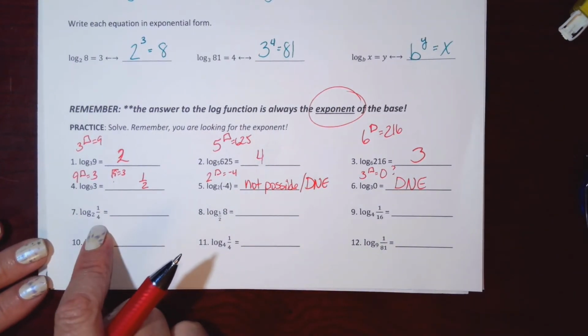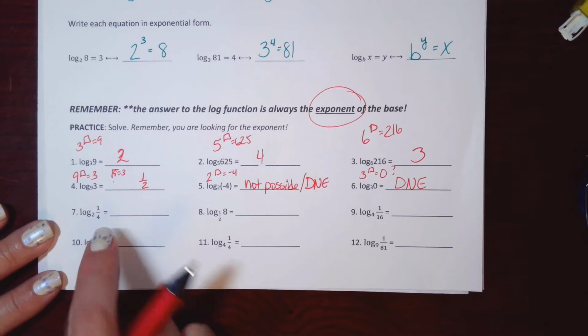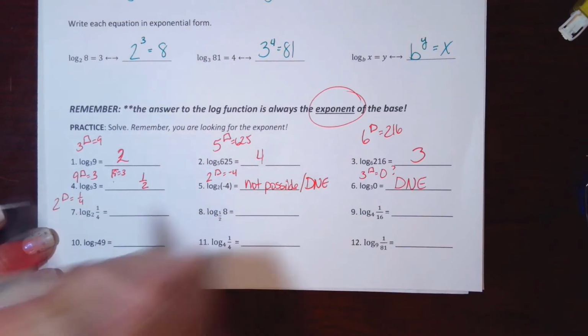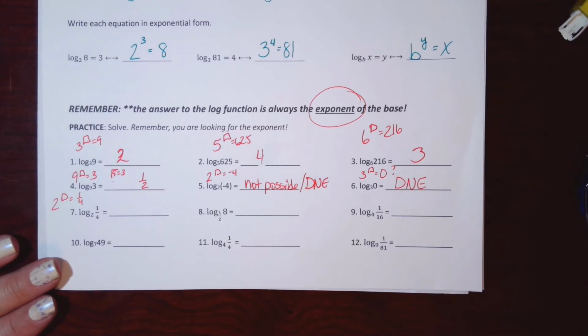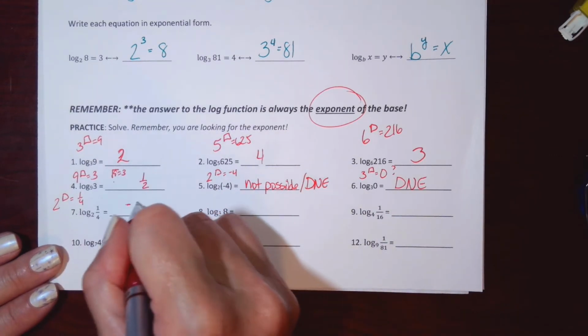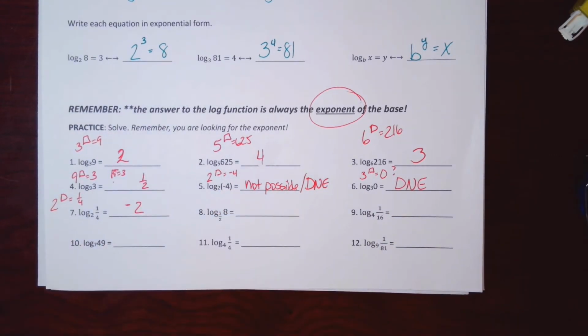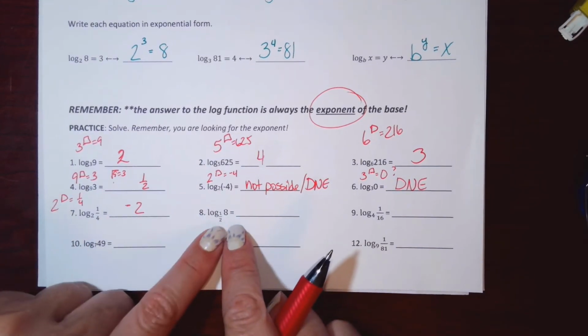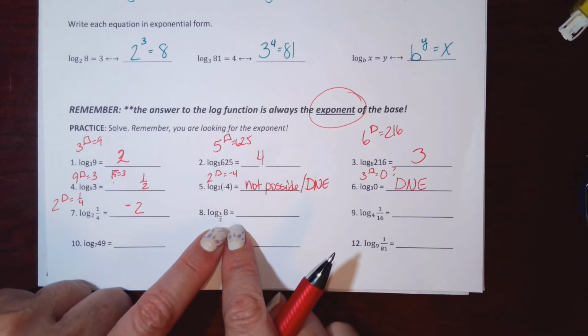Here, I see that my argument is a fraction. So I'm looking for an exponent of 2 that gives me 1/4. Well, I know that 2 squared is 4. What would I do to that exponent 2 to give me a 1/4? Well, that's going to have to be a negative exponent. Anytime you see a fraction as your argument, look for a negative exponent, like number 8 here. Oh no, that has the fraction as the base. That's still going to work the same way.